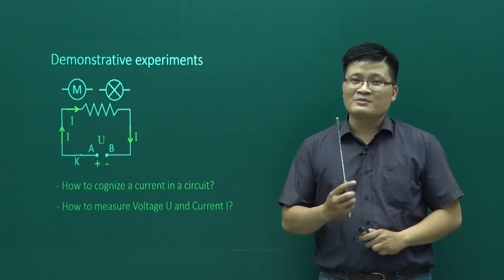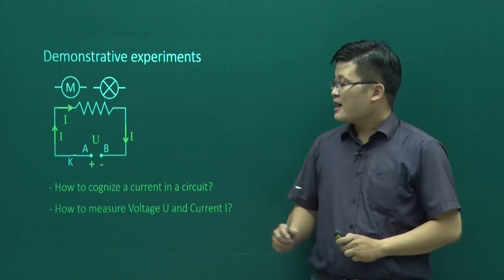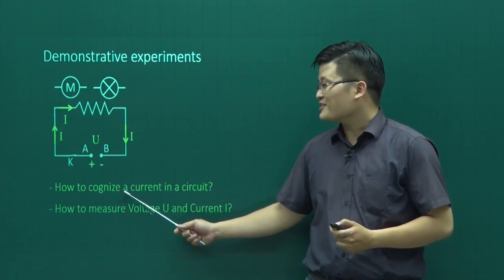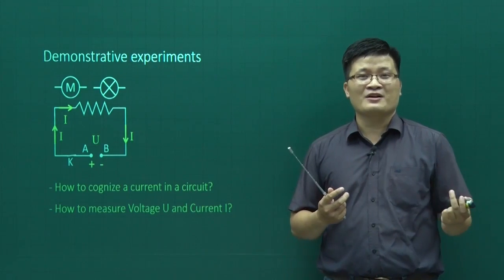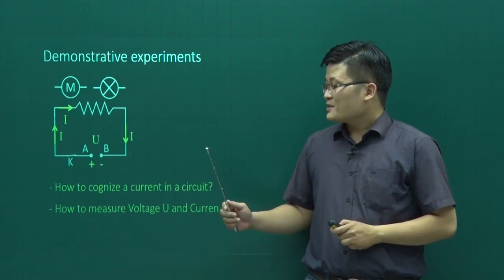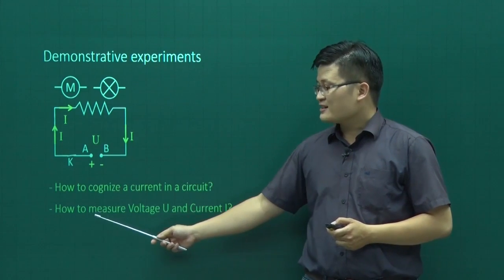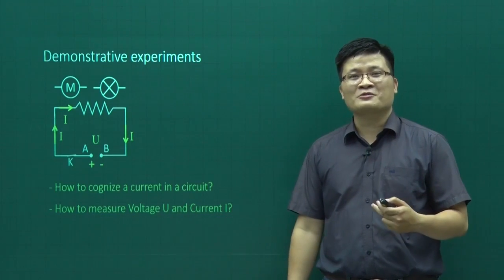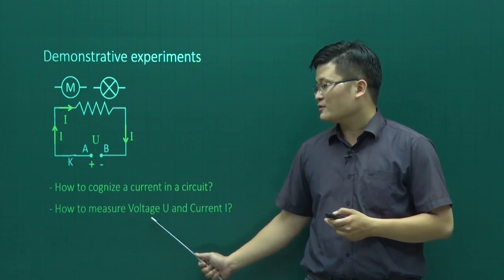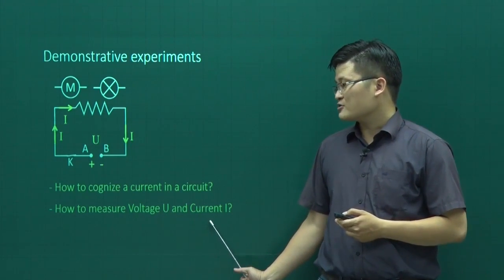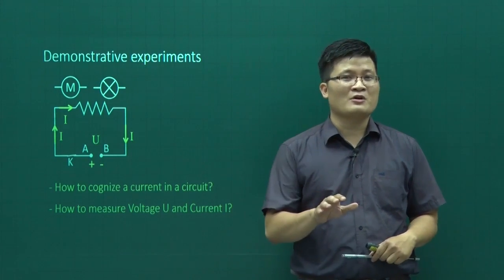Now I will demonstrate two things with a very simple experiment. First, how can we recognize the current in a circuit? Before, I explained a few ways, but in reality, I will show you with an experiment. And second, very important for practical work and experimental skill, how to measure the voltage U and how to measure the current I. Let's go to some simple experiments. I will show you how.